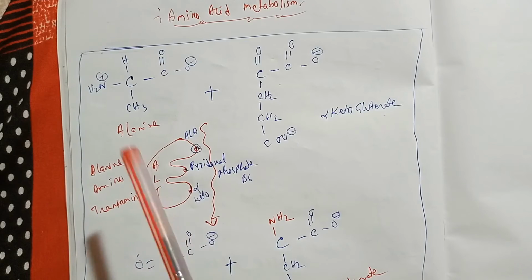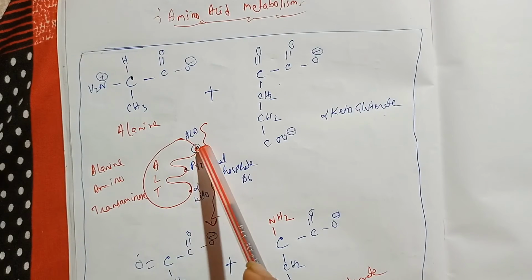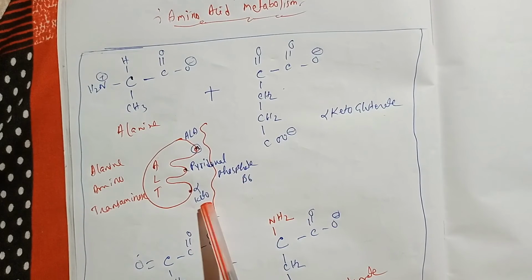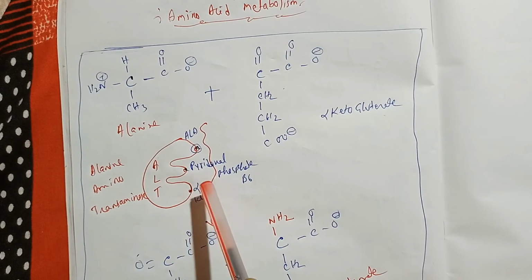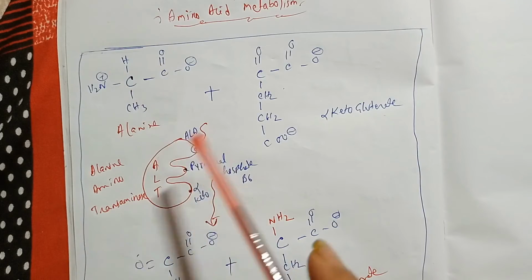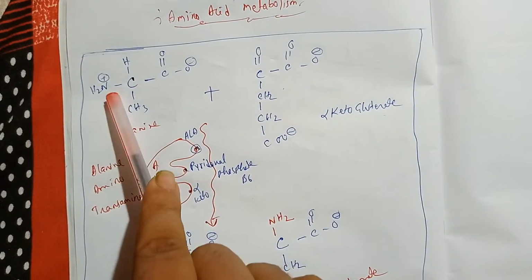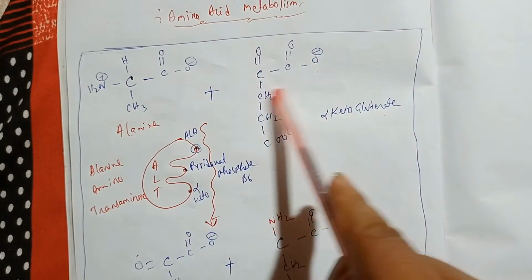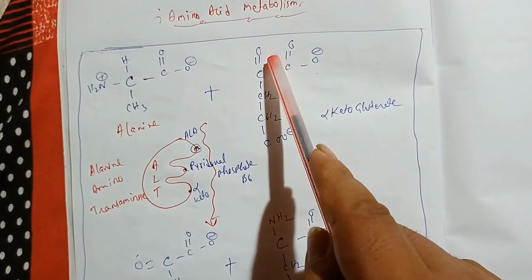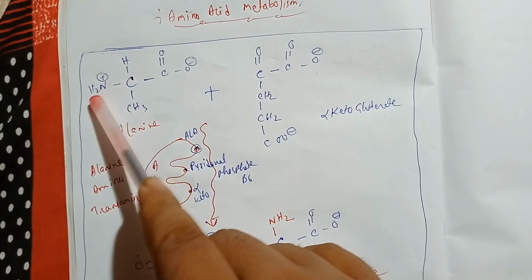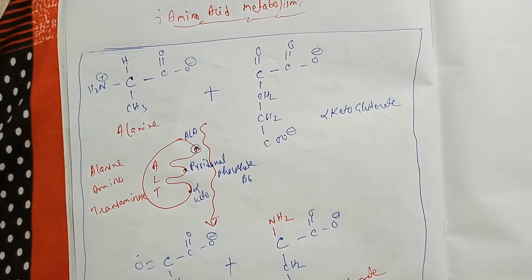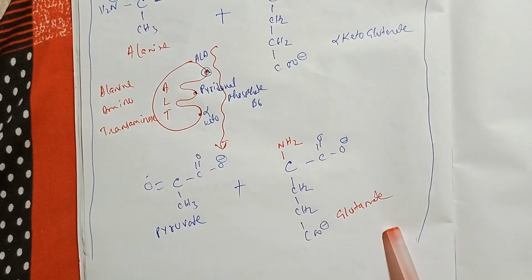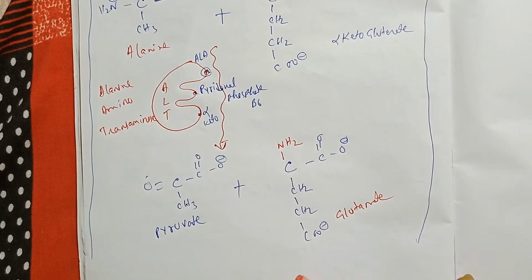This enzyme has three pockets: one for alanine, another for the pyridoxal phosphate, the vitamin B6 cofactor, and another for alpha ketoglutarate. The enzyme takes the amine group from the alanine and combines it with alpha ketoglutarate, and it takes the keto group from the alpha ketoglutarate and combines it with the alanine, from where the amine group came. After the combination we get two compounds: one is pyruvate and the other is glutamate.